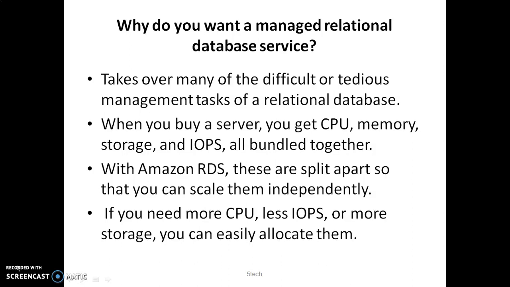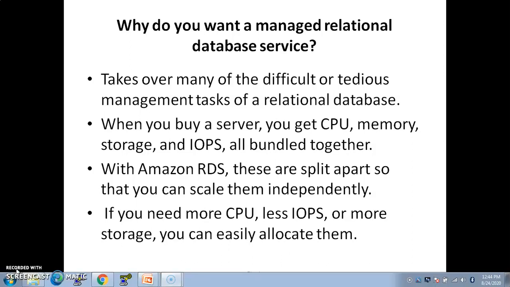First, when you buy a server, you get CPU, memory, storage, IOPS all bundled. That means they are not customized. In Amazon RDS, you can go for whatever your requirements or needs are, so you can scale them independently. If you need more CPU, less IOPS or more storage, you can easily allocate them according to the parameters that you set, subject to your requirements.